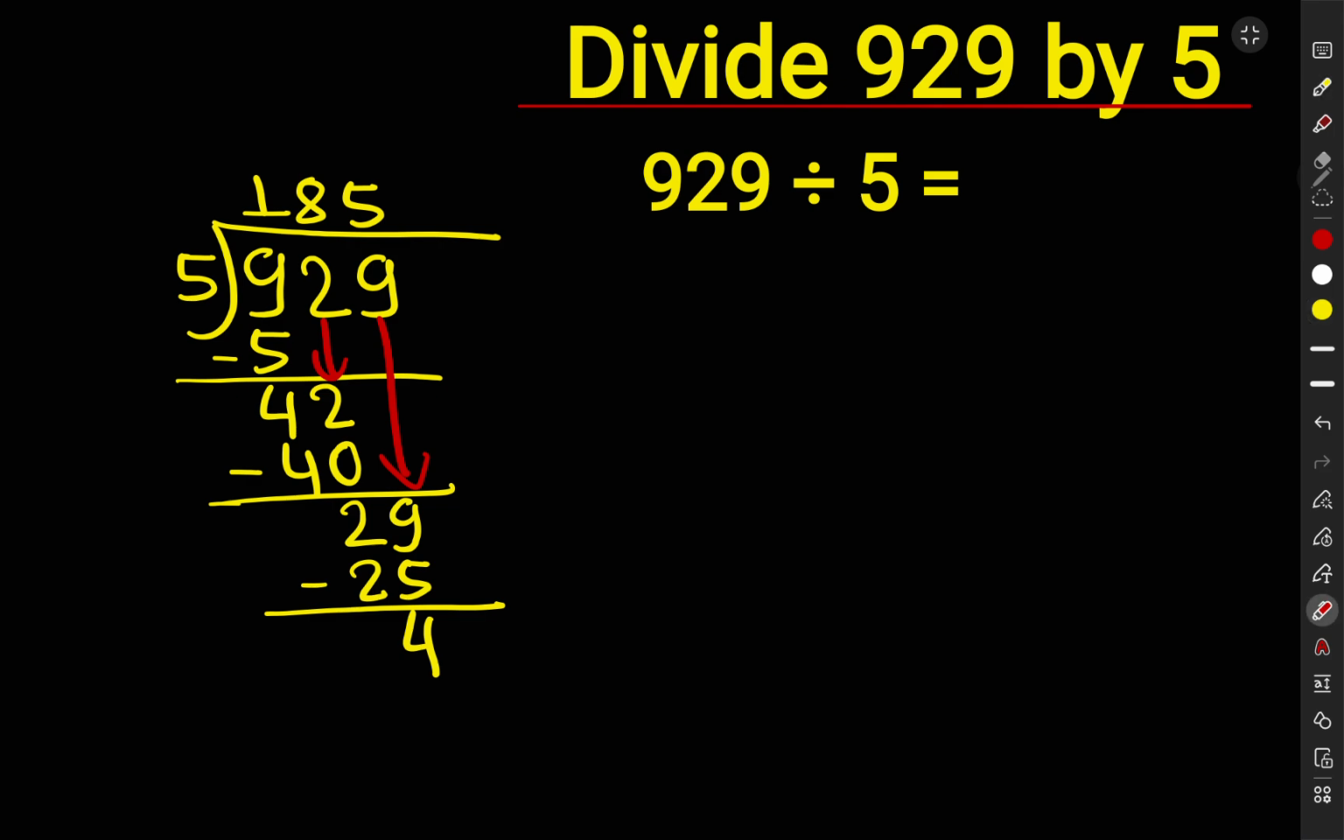So now we have no other number to put down. So we take here a decimal, so that we put 0. So it is 40 and 5 times 8 is 40. On subtracting we get 0. So 929 divided by 5 is 185 decimal 8.